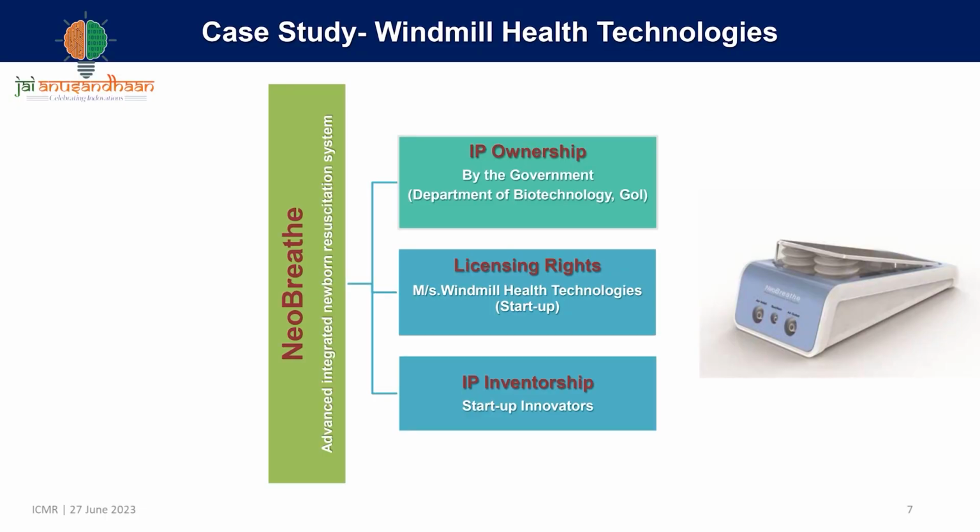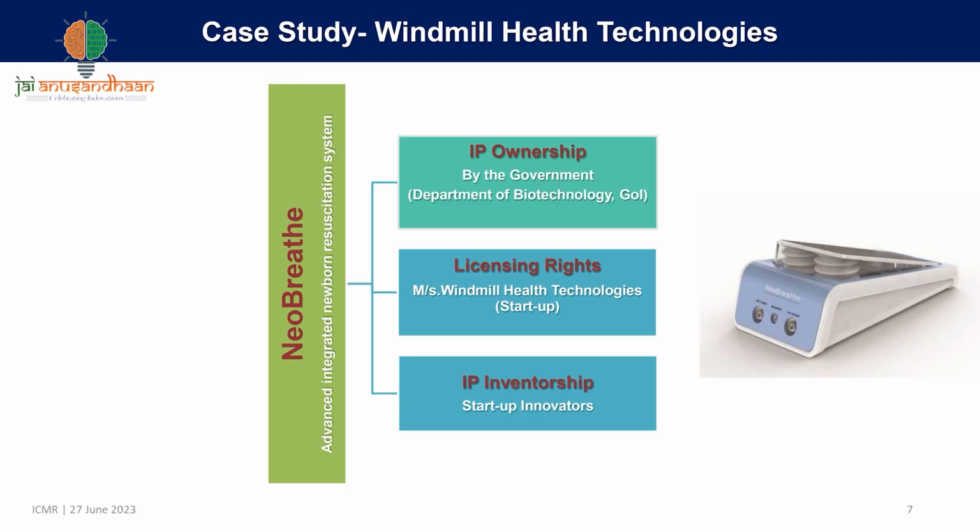So, with the consensus of the three parties, IP was owned by DBT, Government of India, because it is a neutral organization with a commitment to exclusively license the IP to the startup company. They even had assignment rights put in place in the fellowship agreement, so that when the right time comes, the IP can even be assigned to the startup company.